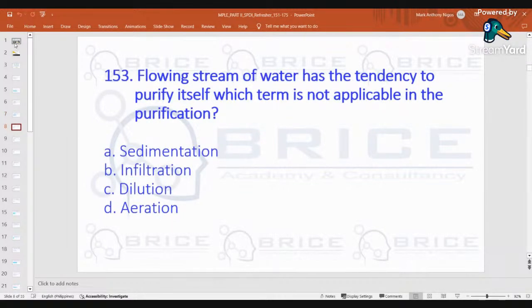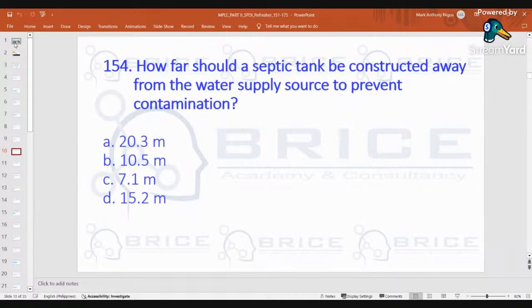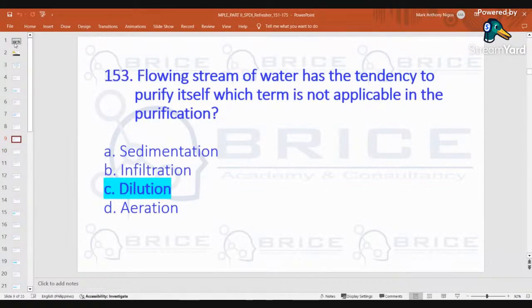153. Flowing stream of water has the tendency to purify itself. Which term is not applicable in the purification? A. Sedimentation. B. Infiltration. C. Dilution. D. Aeration. Answer is C. Dilution. Ulitin na pala. Flowing stream of water has the tendency to purify itself, which term is not applicable in the purification? The answer is dilution.